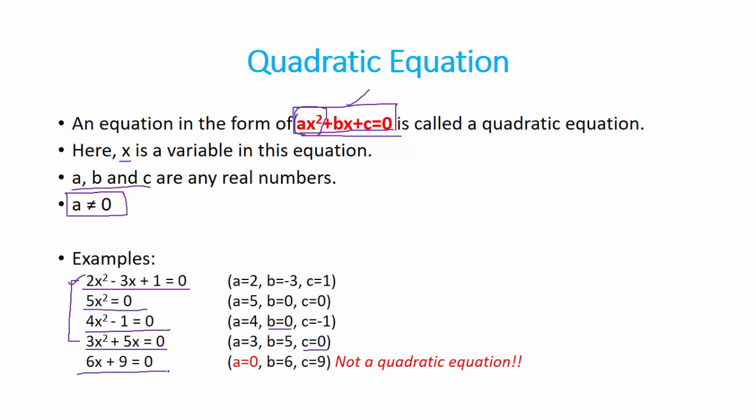The last example is 6x plus 9 is equal to 0. Here we see that we don't have any x square term. That means the value of a is equal to 0 here, and although b and c are present, 6x plus 9 with b equal to 6 and c equal to 9, the x square term is 0, and that is why it is not a quadratic equation. So this thing is very important, that a should not be equal to 0 in a quadratic equation. If a becomes 0, the equation no longer remains a quadratic equation, so keep it in your mind.